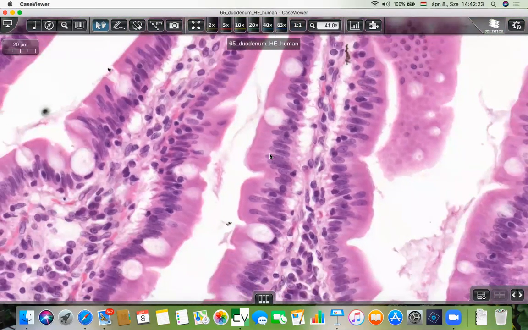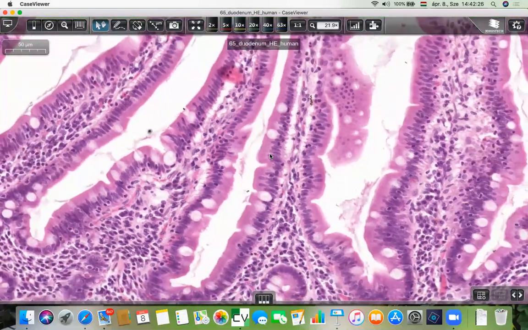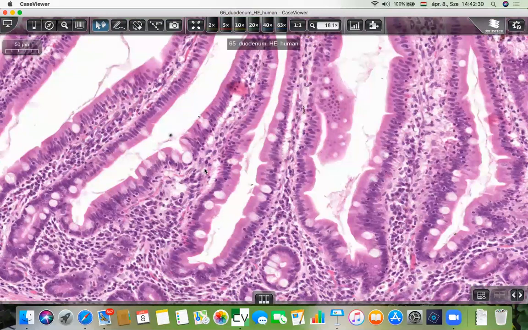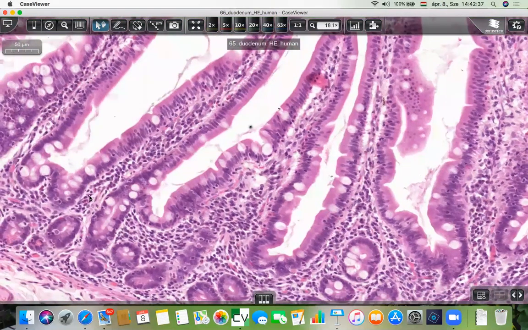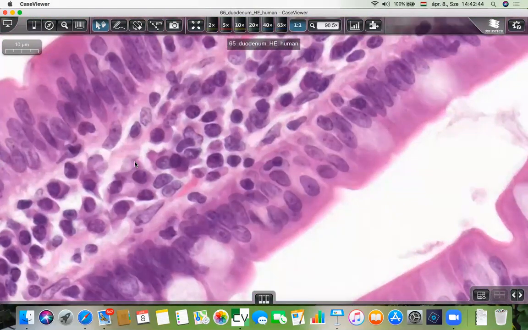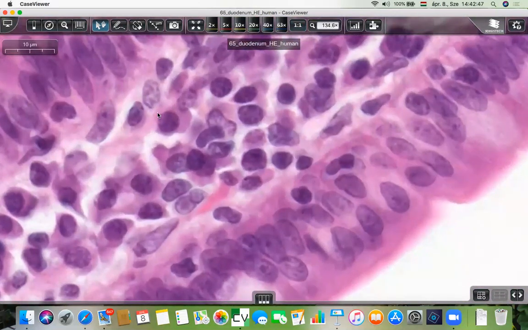Then inside, you remember I said the villi represent part of the lamina propria. The lamina propria is a cell-rich loose connective tissue. You can see numerous cellular elements. By the way, when we increase the magnification, we can see numerous plasma cells. These are plasma cells. Here we can see.